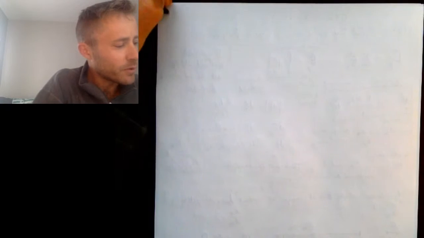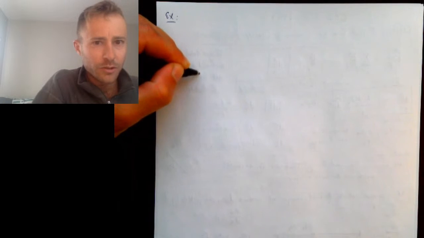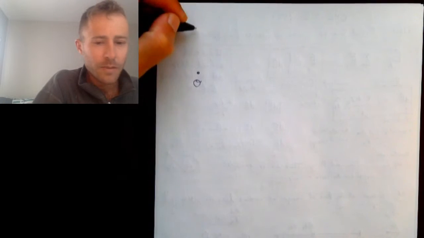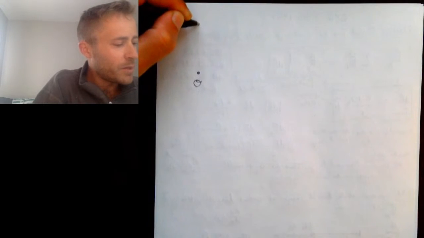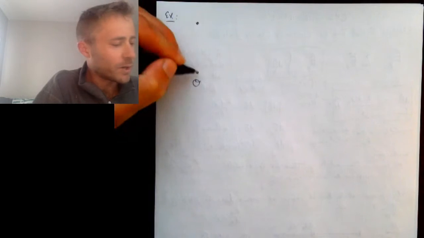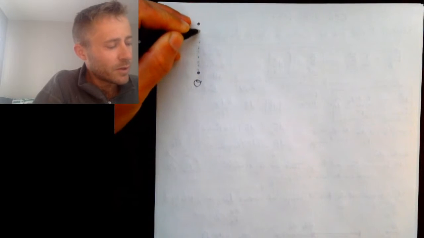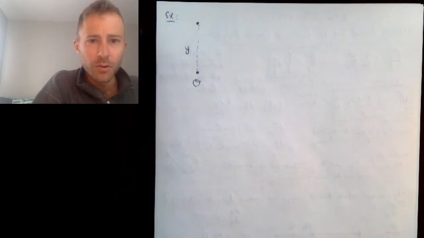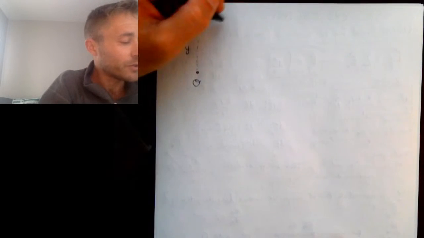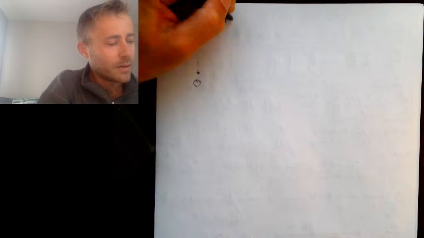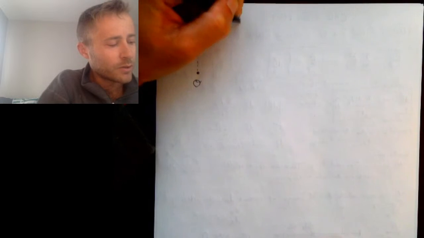So let's do another example. So we're just doing examples for the rest of the class period. So in this example, we have the origin right here. And we have a point P that is directly above the origin. It's a distance y above the origin. Okay, so this P is at coordinates 0, y.